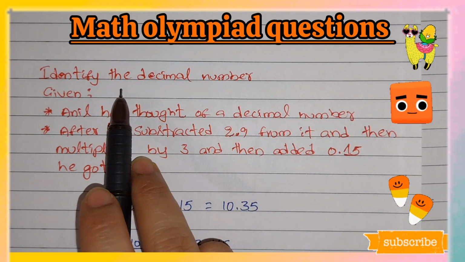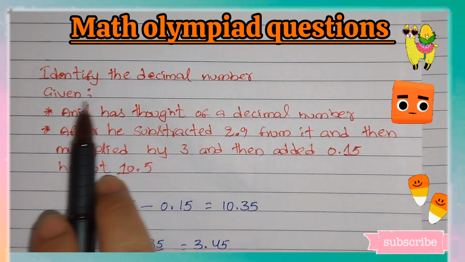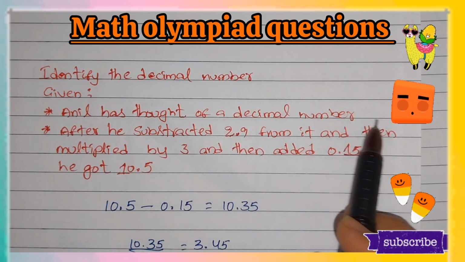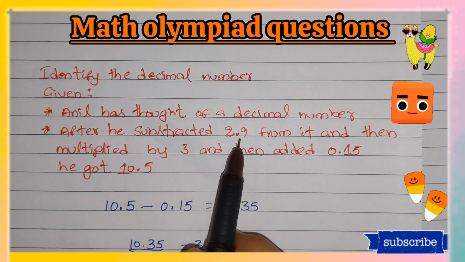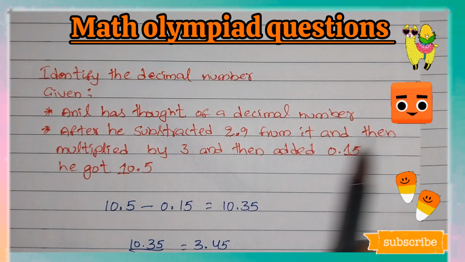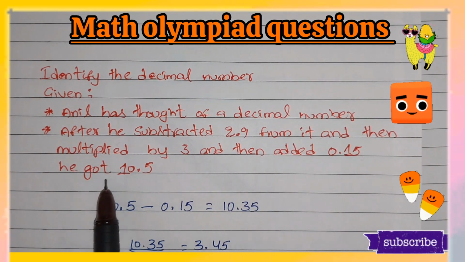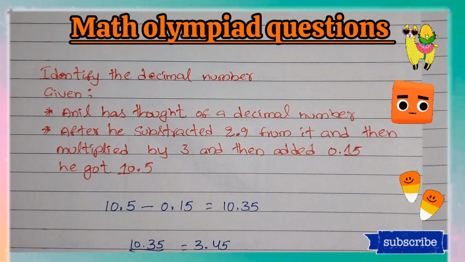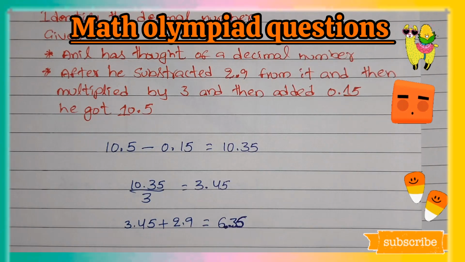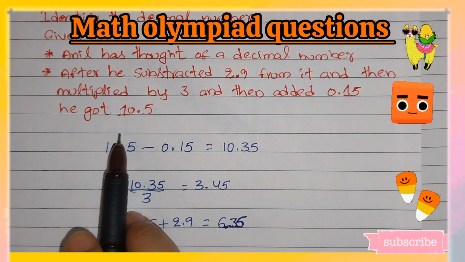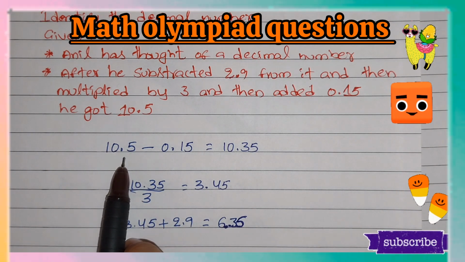The second question is: identify the decimal number given. Anil has thought of a decimal number. After he subtracted 2.9 from it, then multiplied by 3, and then added 0.15, he got 10.5. Here you have to understand the question very properly and we have to go in reverse.